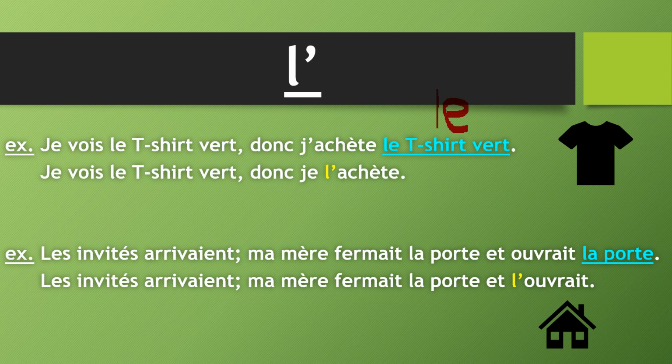To improve fluidity, you would drop the E in le and add an apostrophe. So your sentence would read, Je vois le t-shirt vert, donc je l'achète. I see the green t-shirt, so I buy it. There's only one verb in the second half of the sentence, so your pronoun would go right before it.